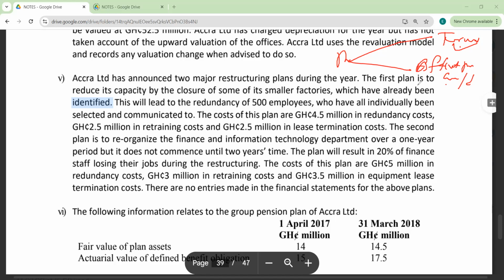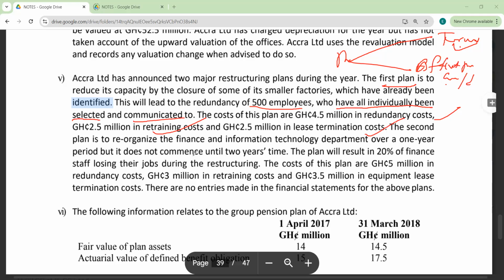So the first plan, they have a formal plan. And second condition, 500 employees who have all individually been selected and communicated. So the conditions are met and a provision should be made. Simple. The cost of this plan is 4.5 million in redundancy cost, 2.5 million in training cost, and 2.5 million in lease termination cost.